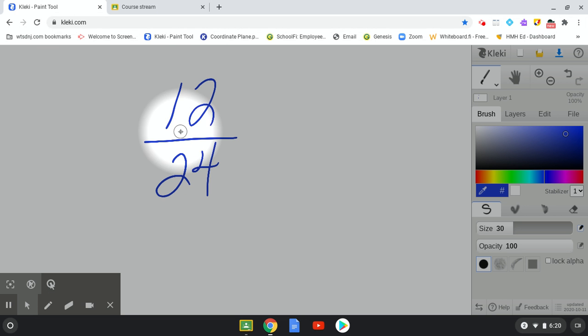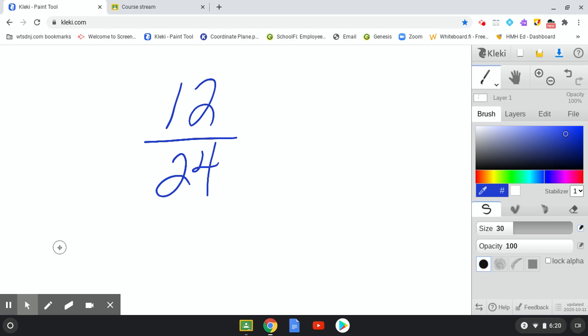Okay, so here I have 12/24. Well, I can look at 12 and 24 and say, oh, well, I know they're even, so I know I can cut them in half, meaning divide by 2. But you might also see that 12 and 24 are also divisible by 6. But the easy way most students do is divide by 2. If they're both even, just cut them in half and divide by 2.